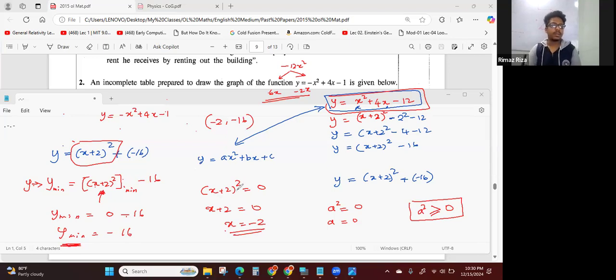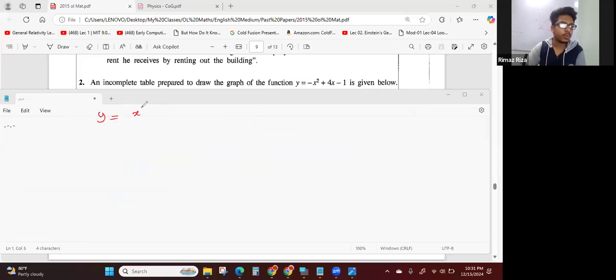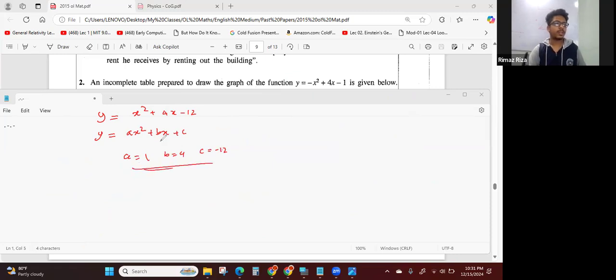Okay, right. So therefore, normally, you can take a screenshot if you want, because this is just a rough thing to explain so you understand. Now here again, I will say y equals x squared plus 4x minus 12. So this is in the form y equals ax squared plus bx plus c, where a equals 1, b equals 4, c equals minus 12. So this is written in this form.